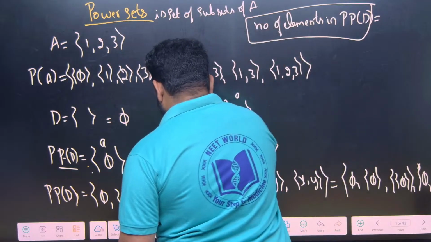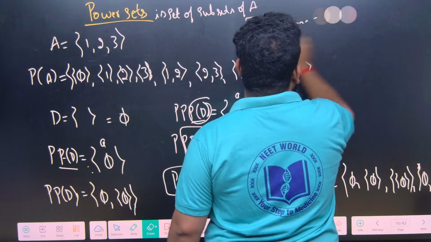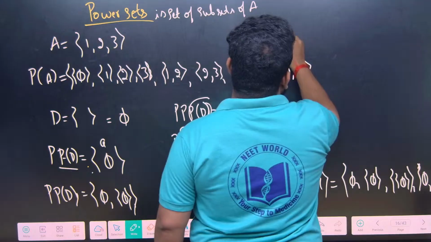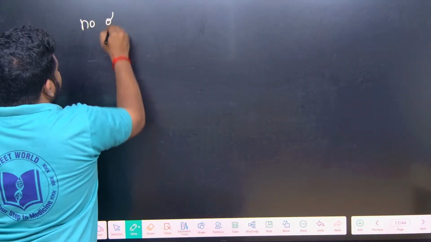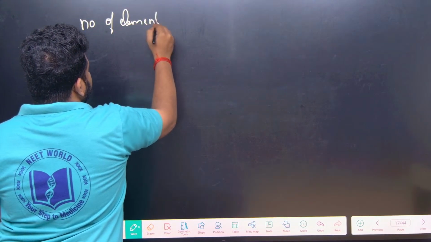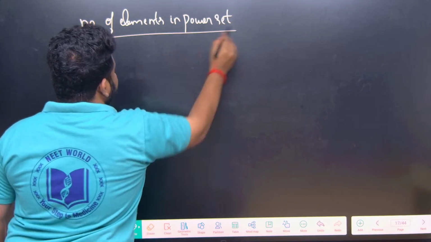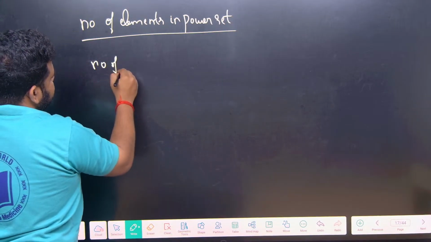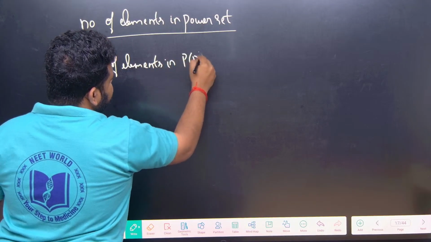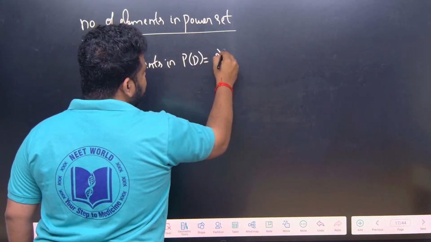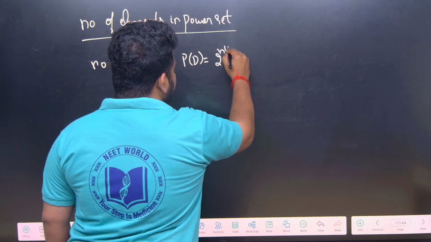If they ask you to find the number of elements in P of d, or let me write it on the next page: if they ask you to find the number of elements in the power set, this is the concept. If they are asking the number of elements in P of d, this is nothing but equal to 2 power n. N is what? N is n of d.